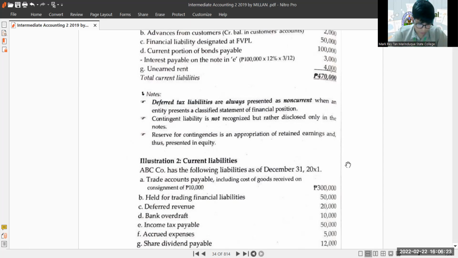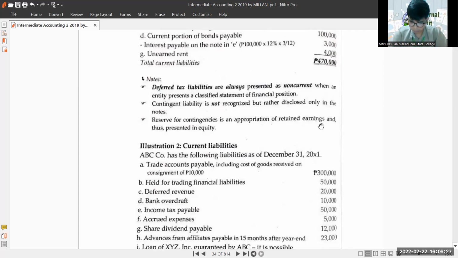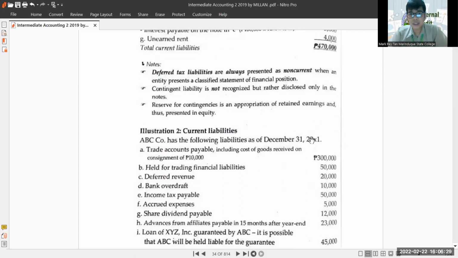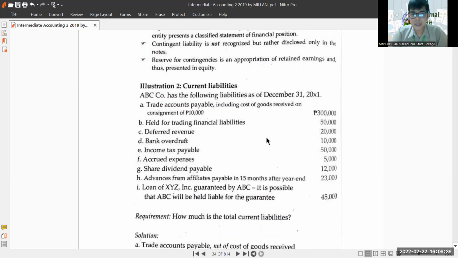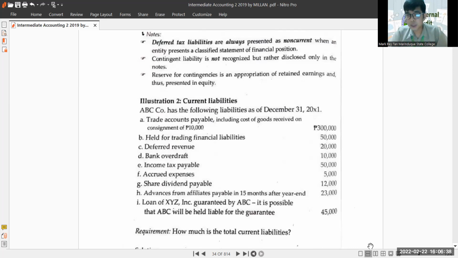I can still discuss the second problem. Sige. Discuss ko na rin. Mabilis lang naman to. Okay. Maikli lang to. After this second problem, I'll stop the video and then extract and then i-upload ko na. So, ganun lang din to, no?